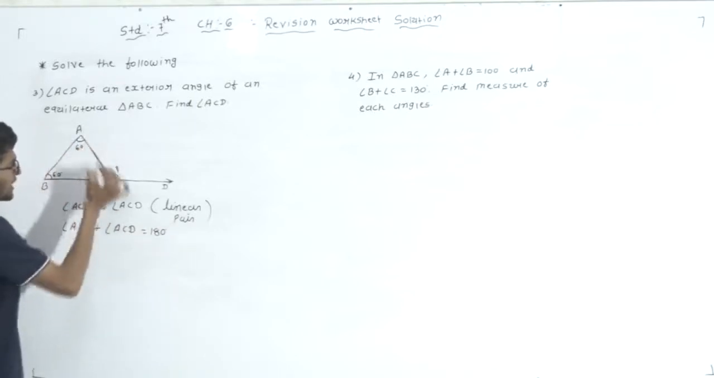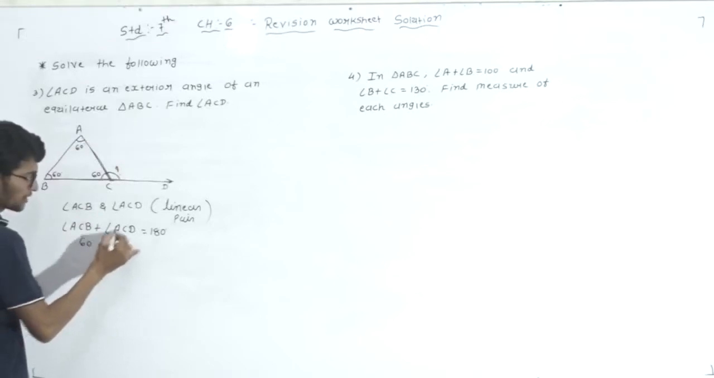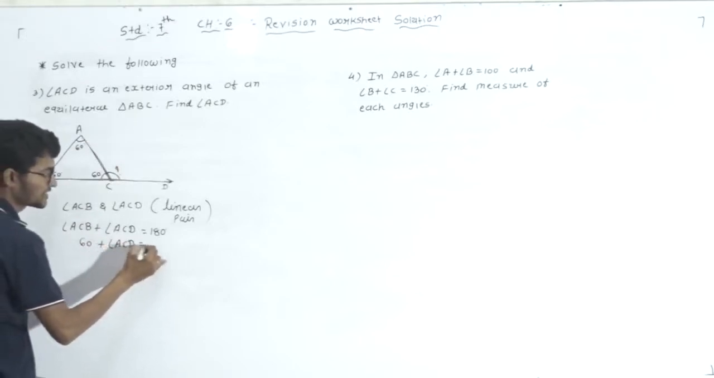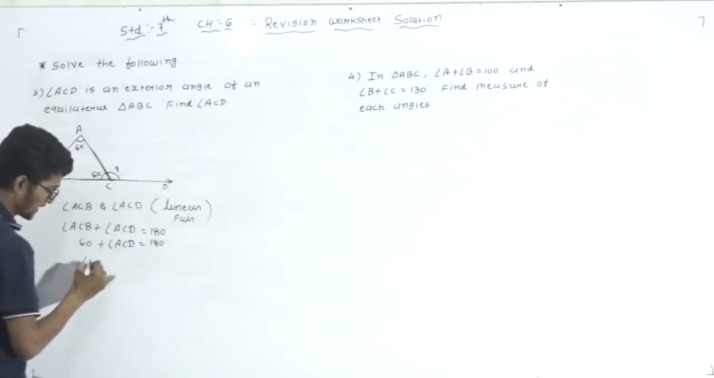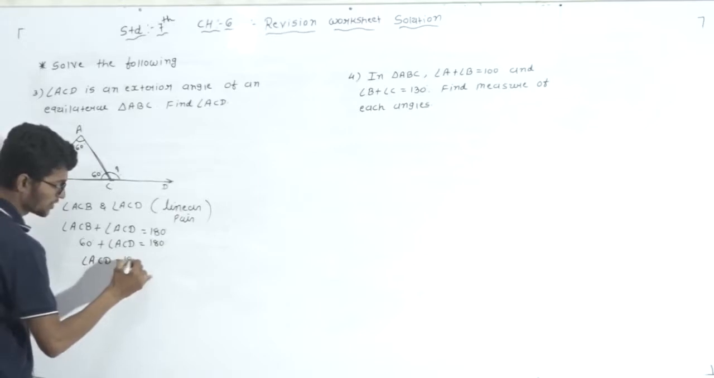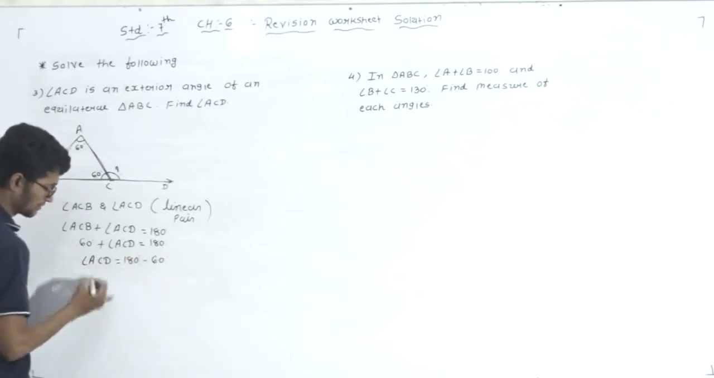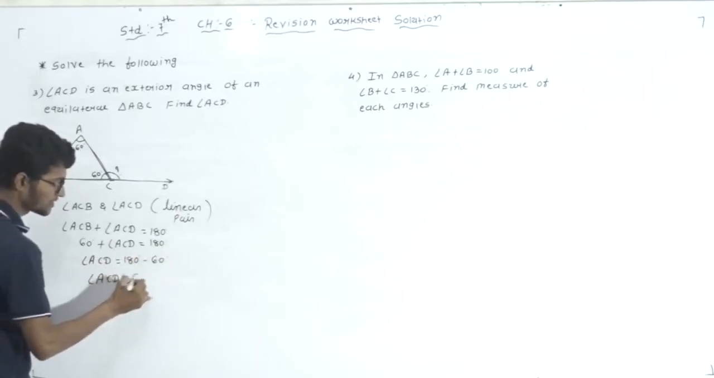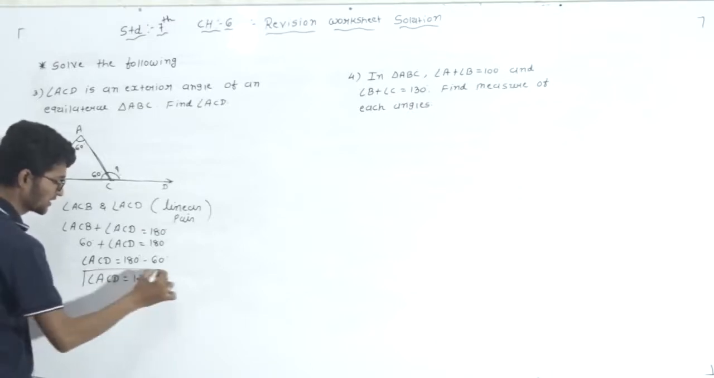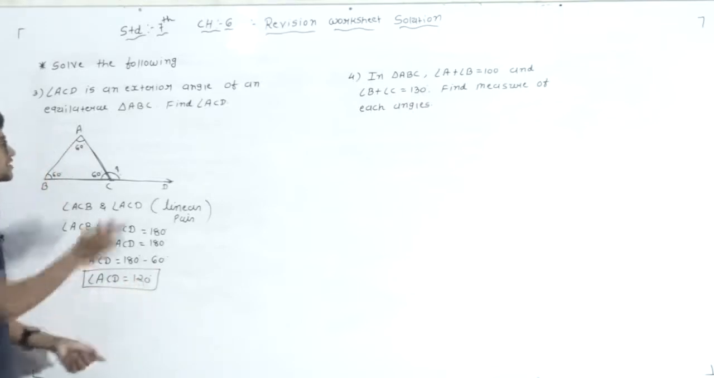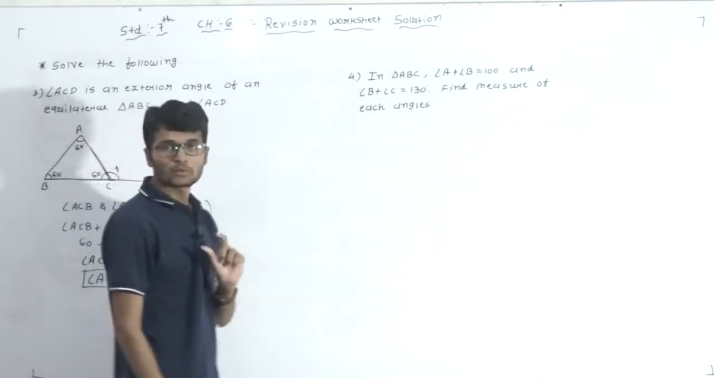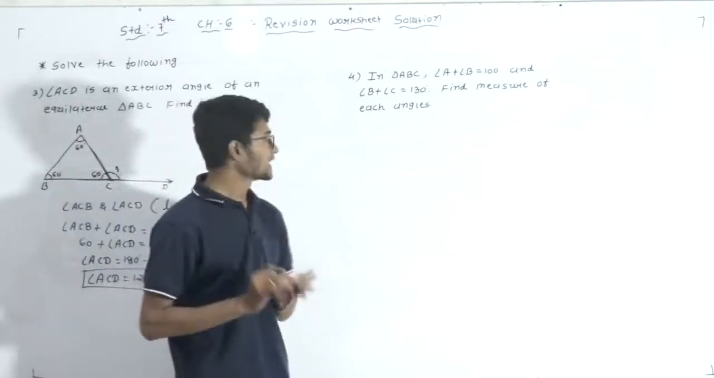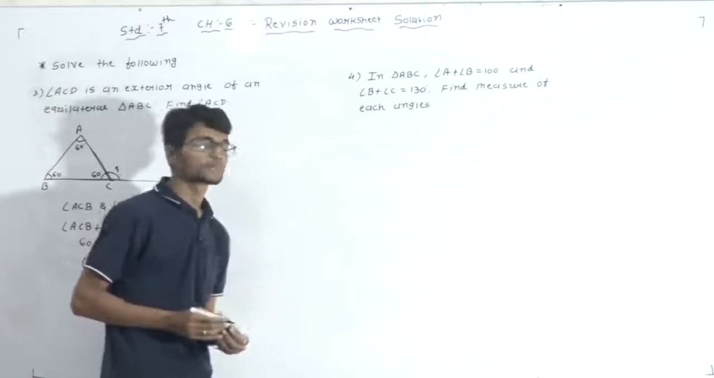So angle ACB is equal to 60, plus angle ACD, which is not given, is equal to 180. Now moving 60 to this side, angle ACD is equal to 180 minus 60, which means 120. So angle ACD's value is equal to 120. So understand these types of problems. Got it? Okay.